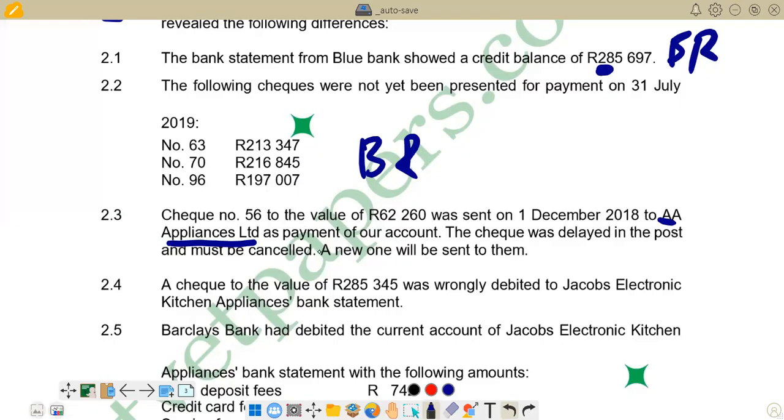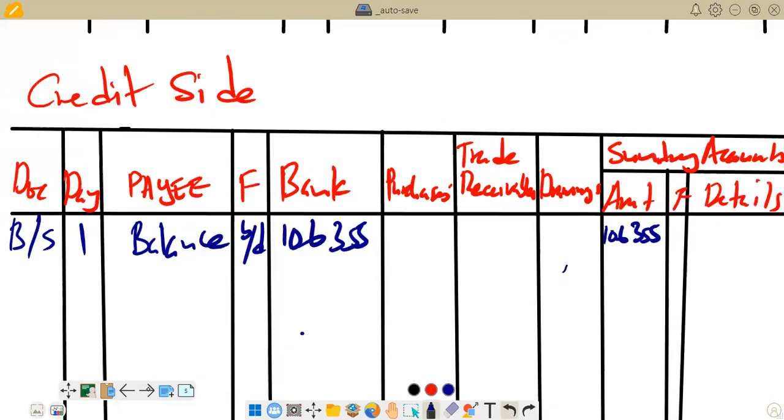You can take note of the date. The date obviously is 31, that is at the end of the period. So we can go and enter that on the credit side of the cash book. So this is our credit side. We are going to present it as a PS, and then, sorry, this is the credit side. This entry should be on the debit side.